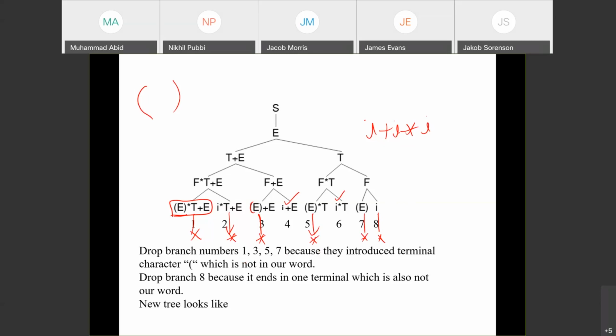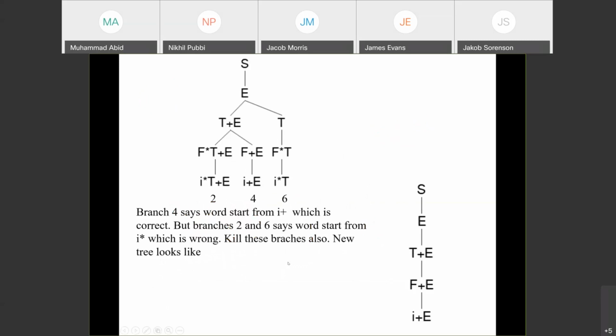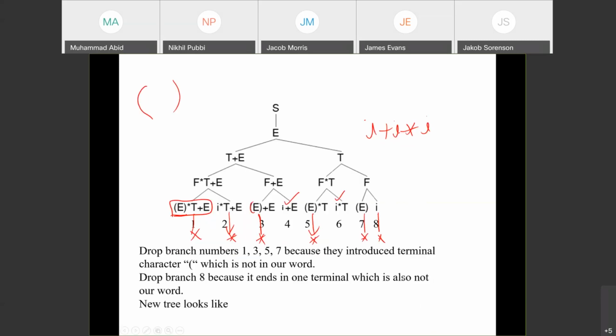Drop branch 8. I gave you the reason. So the new tree looks like this. And so branch 4 says the word starts from plus, which is correct. Branch 2 and 6 say the word starts from star, which is wrong. So we do not follow this, and the new tree looks like this. Okay, sorry, 6 is also wrong because it says star here. So this also leads you to unsuccessful generation because we have plus here, it does not have star. So only this node will be good, number 4.